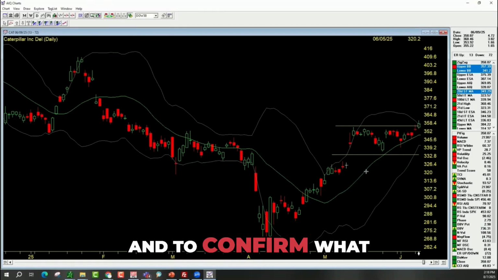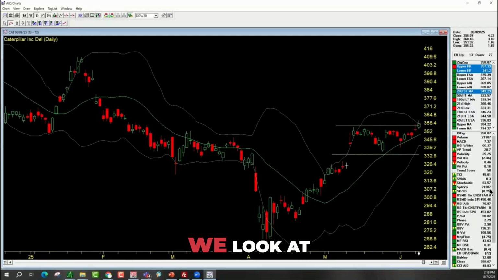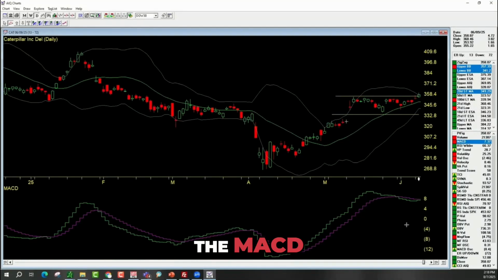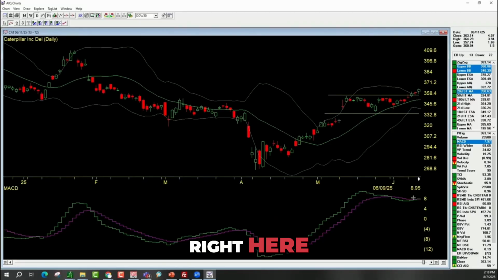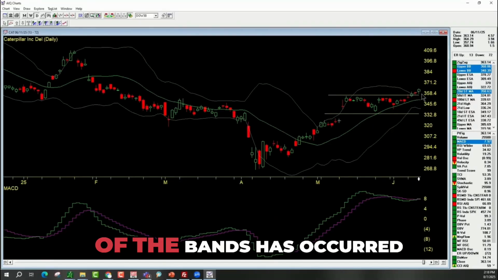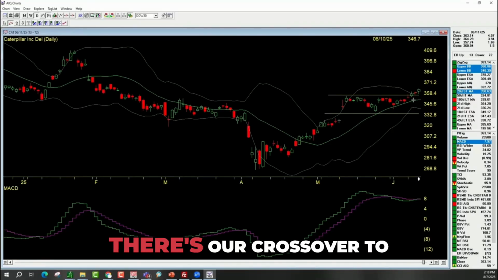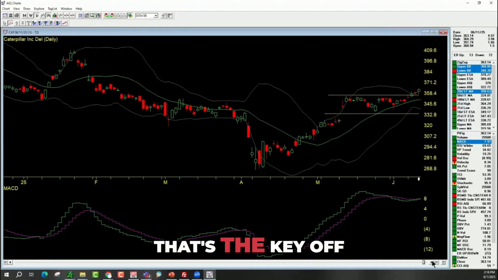To confirm what direction this is likely to go, we look at the MACD indicator. When we put on the MACD, we're looking for it to cross over to the upside, and that does happen right at this point. So this is our clue. The squeezing of the bands has occurred, and there's our MACD crossover to the upside. That's the key-off point right there.